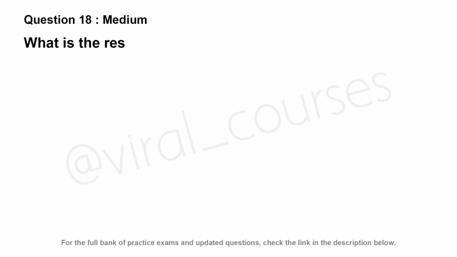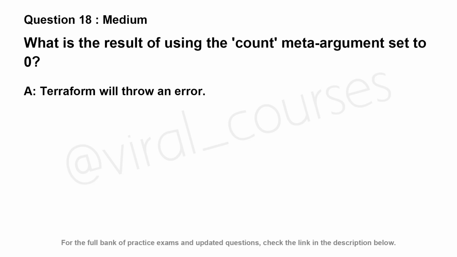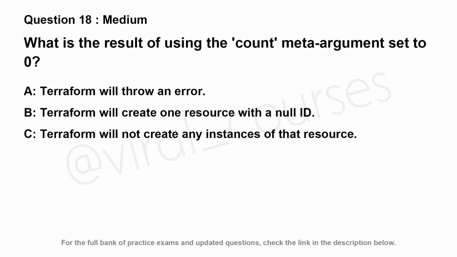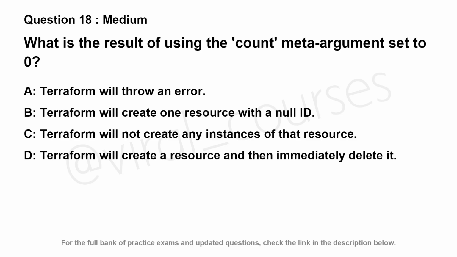What is the result of using the count meta argument set to 0? Option A. Terraform will throw an error. Option B. Terraform will create one resource with a null ID. Option C. Terraform will not create any instances of that resource. Option D. Terraform will create a resource and then immediately delete it.